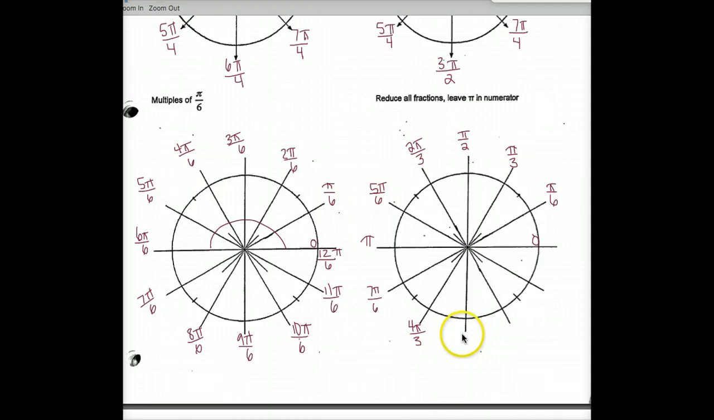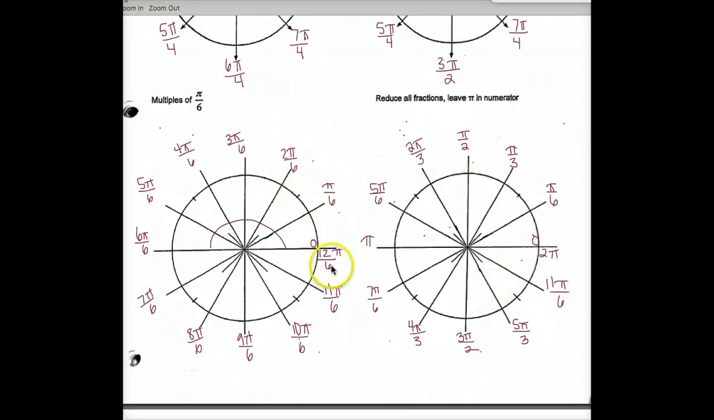9 pi over 6, they're both divisible by 3, so 3 pi over 2, which again is a repeat from up here. 10 pi over 6, both divisible by 2, so that's 5 pi over 3. 11 pi over 6 doesn't reduce. 12 pi over 6 reduces to 2 pi, which we should already know.